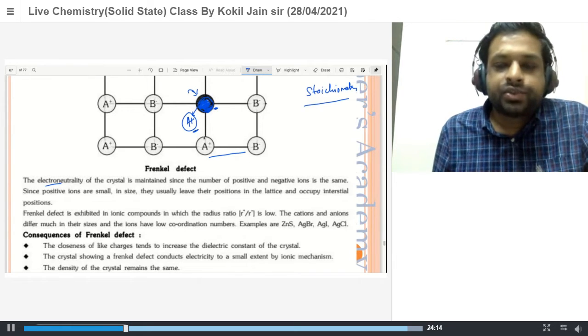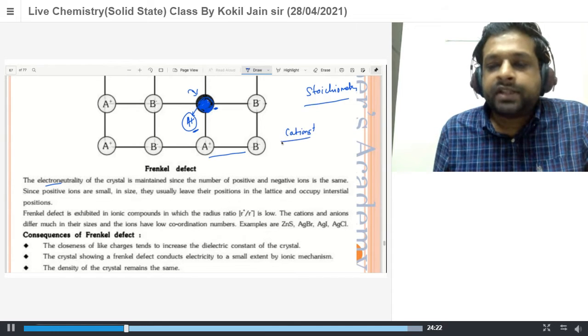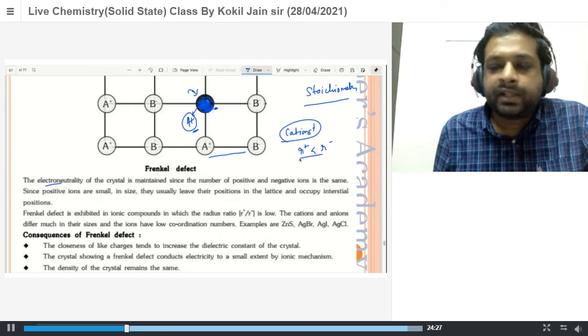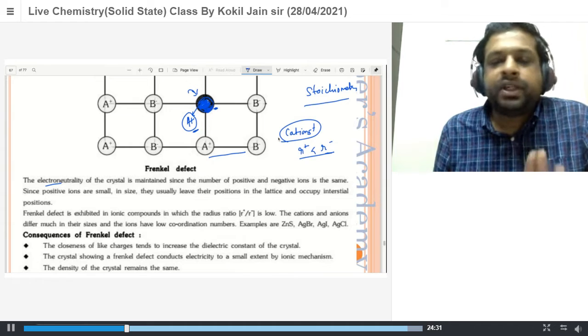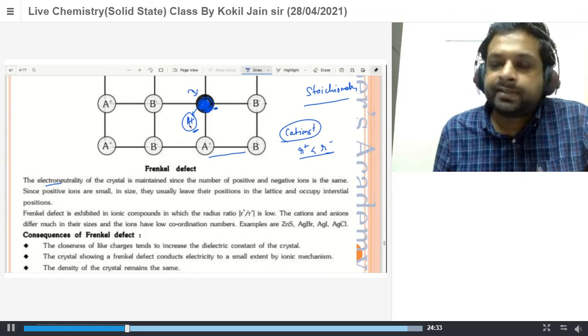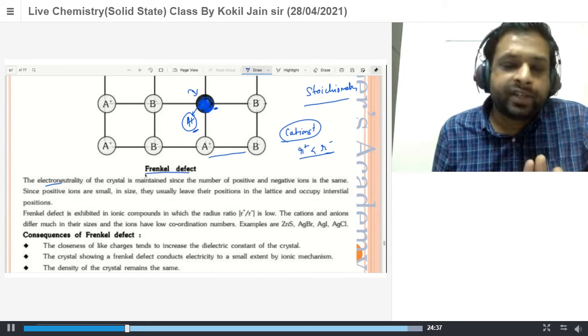Okay. Why does this happen? It happens in those kinds of cations where the size is much smaller than the anion here. So this cation can slip away into another site, another space. This is what happens in the case of Frenkel defect.